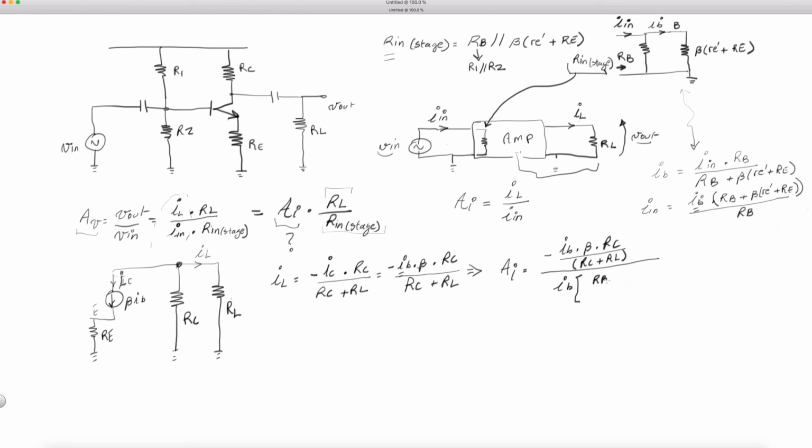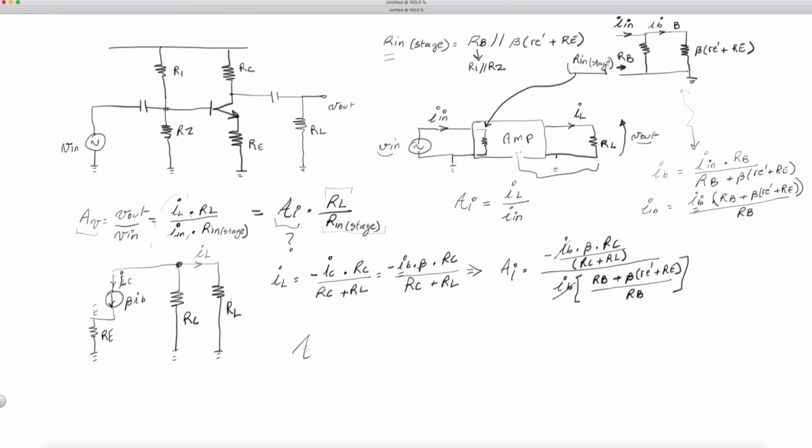RB plus beta RE prime plus RE, everything divided by RB. What can we do with the IBs? We can get rid of them.